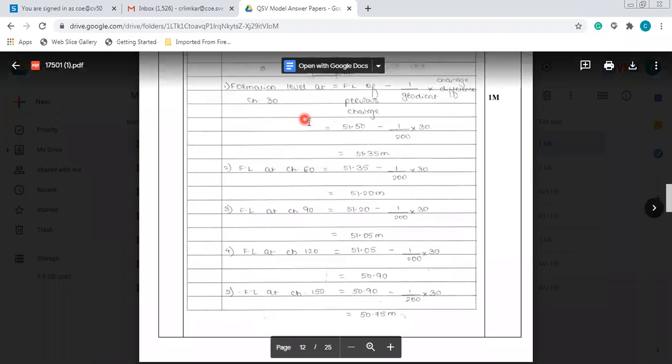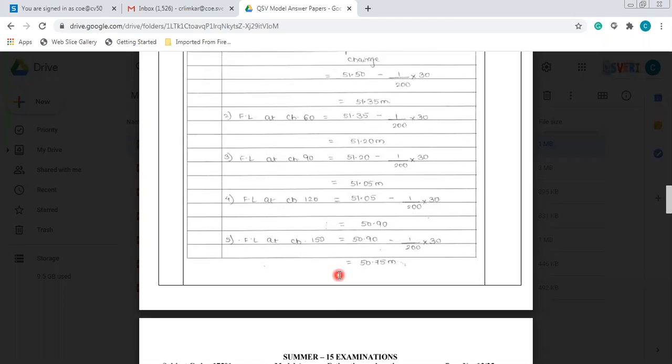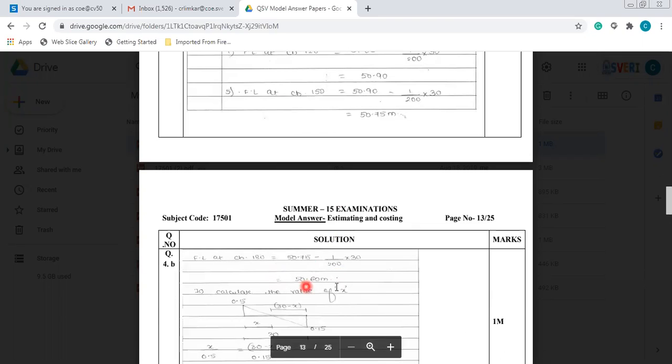51.35, that is the chainage at 30 meter, minus 1 by 200 into 30, that comes as 51.20. At 90, it is 51.20 minus 1 by 200 into 30, that comes as 51.05. Then FL at 120, that is again 51.05 minus 1 by 200 into 30, that comes as 50.90. So in this fashion, you have to determine all the FLs, okay, up to 180 meter chainage.